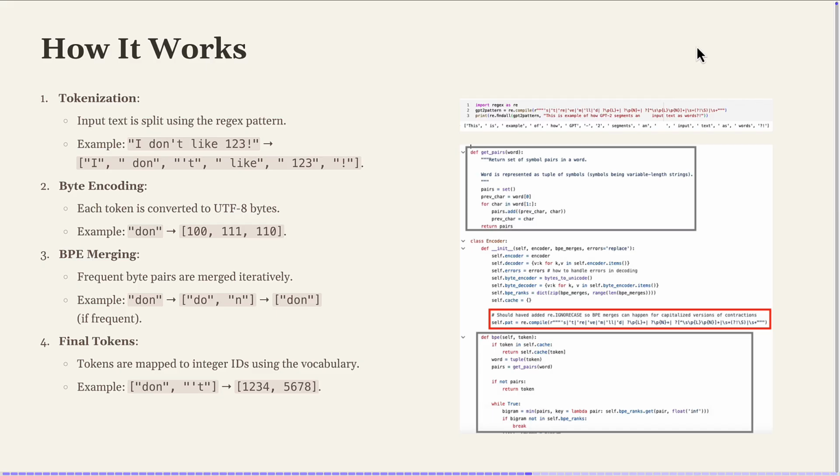This is from the GitHub of the GPT-2 tokenizer. You can search for GPT-2 GitHub and go to a script called encoder.py. You will find this one. So get_pairs is the statistics that collect the pairs, the same as what we have used. And here, in their encoder, which will actually run the BPE algorithm, they made a regular expression to prevent merges that can happen for the capitalized version of words. Okay, so this is a regular expression.